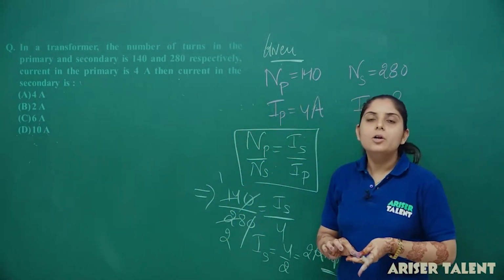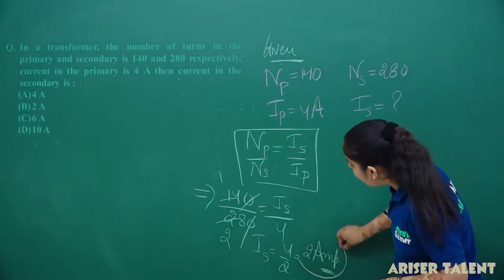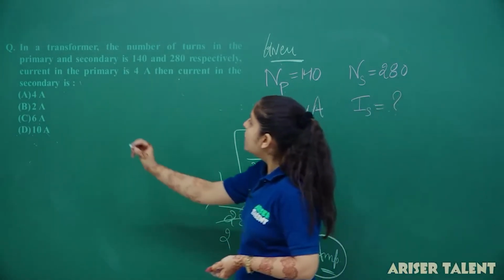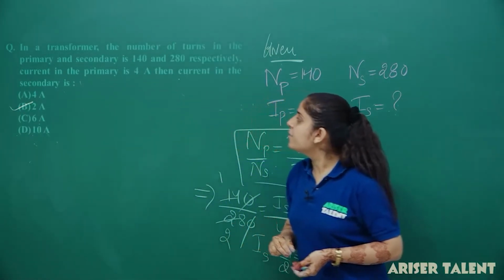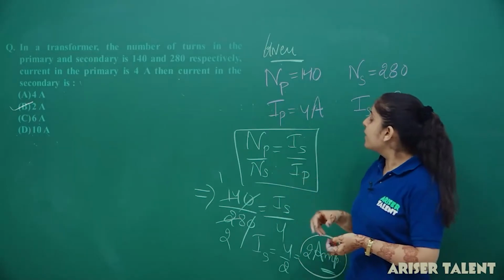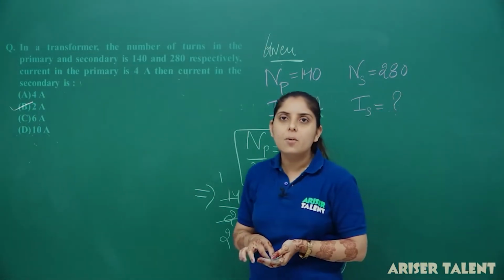So what will be the correct option here? 4 ampere, 2 ampere, 6 ampere and 10 ampere. We can find out that the current in the secondary coil is 2 ampere, so the correct option will be 2 ampere. So this is the relation of NP upon NS with IS upon IP in case of the transformer.